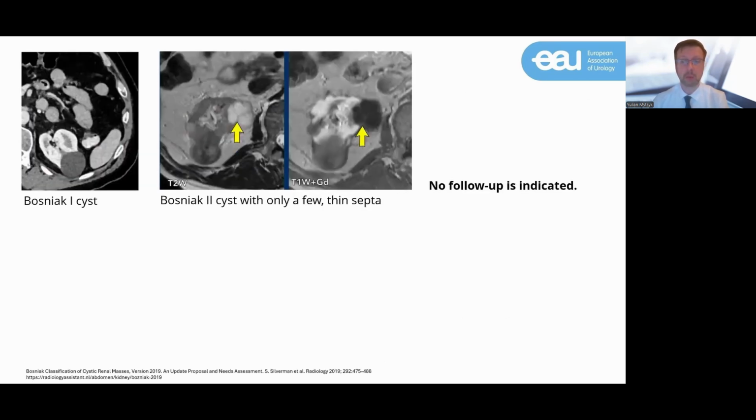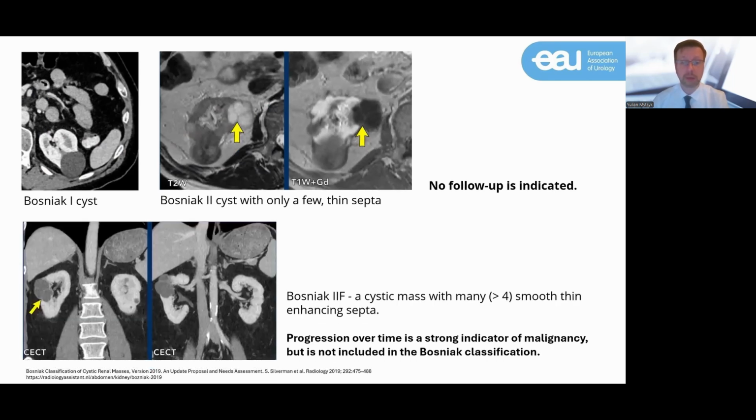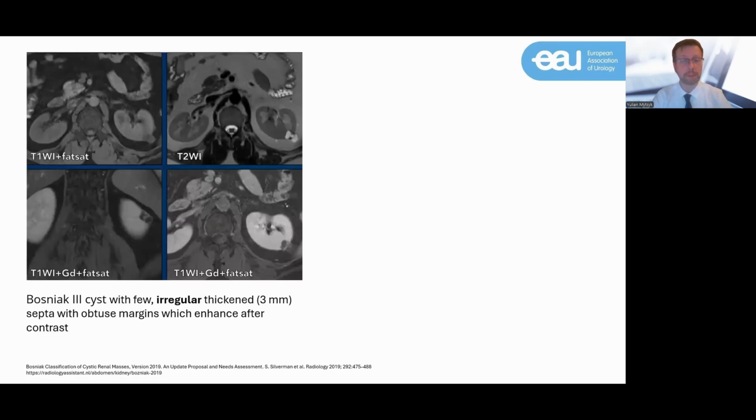Bosniak class 1 and 2 cysts without, or with only a few thin septa, usually do not require follow-up, and Bosniak 2F is the follow-up category. It's a cystic mass with many smooth enhancing septa on either CT or MRI examination. The key worrying sign in this class of cyst is morphological progression, especially progression to the Bosniak 3 or 4 categories.